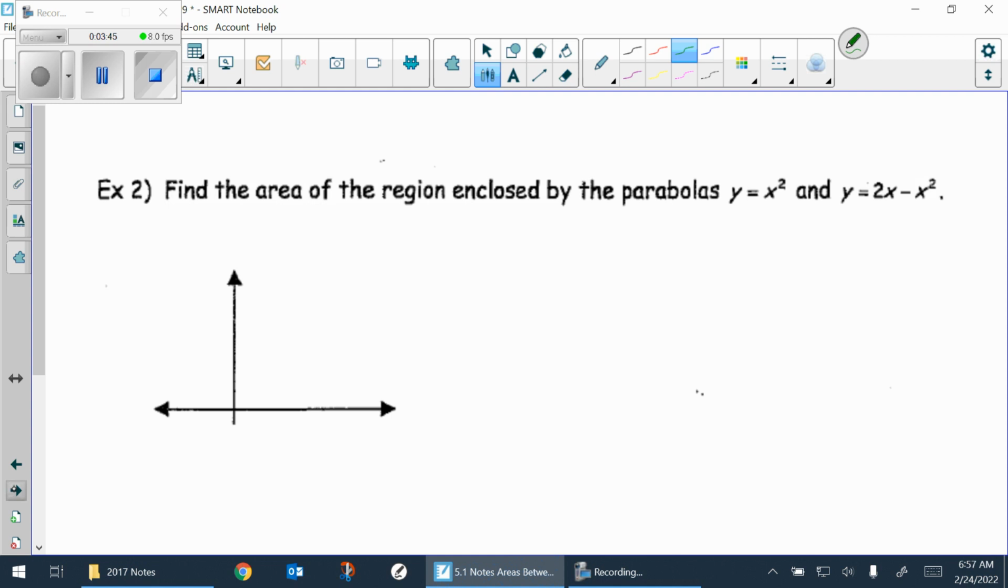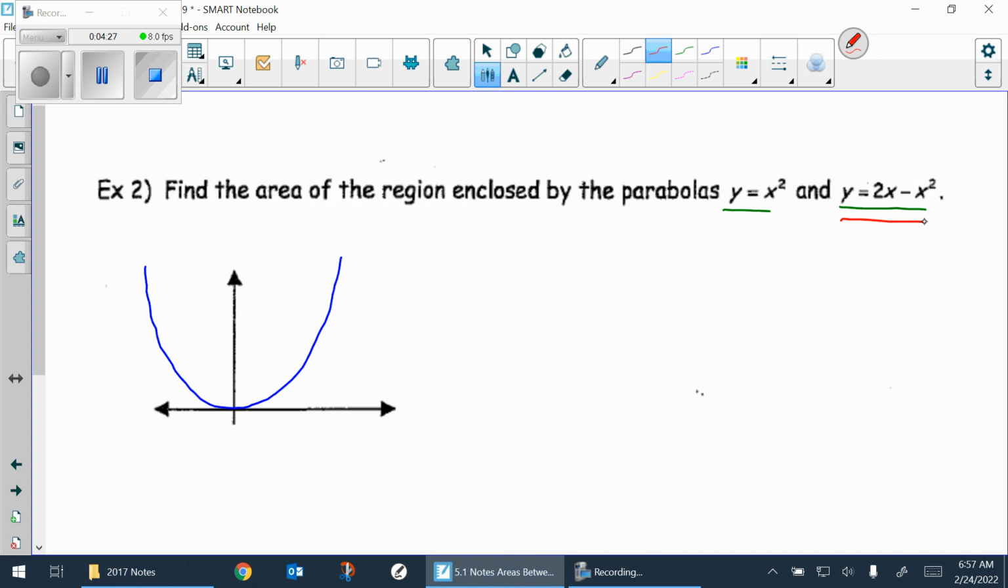Now here we're going to be asked for the area of the region enclosed by this parabola and this guy. Well, from where to where? And they don't say. They just say the area of the region enclosed, and so these must intersect and trap a certain area inside of them. So let's take a look at y equals x squared. And let's take a look at y equals 2x minus x squared.